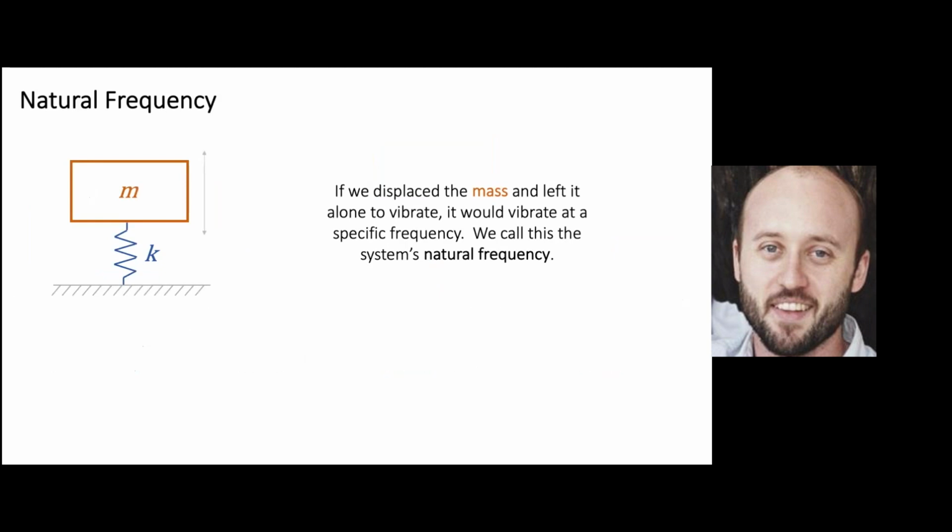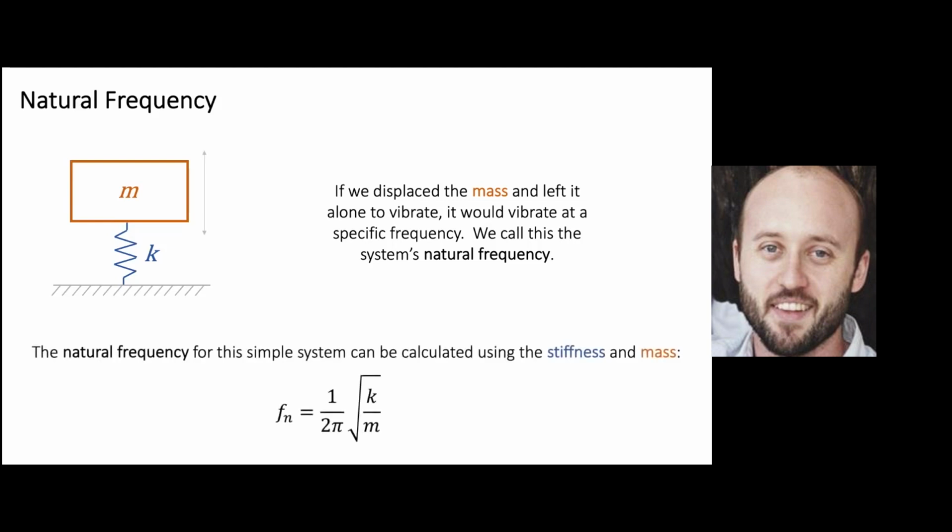If you walked up to your car, as you may know, a car has a suspension system and one of the components is a spring. So if you press down on a corner of the car and just simply let it bounce up and down, you would see it bounce up and down at a specific frequency, and that's what we call the natural frequency of that system. Now, we can actually calculate this mathematically.